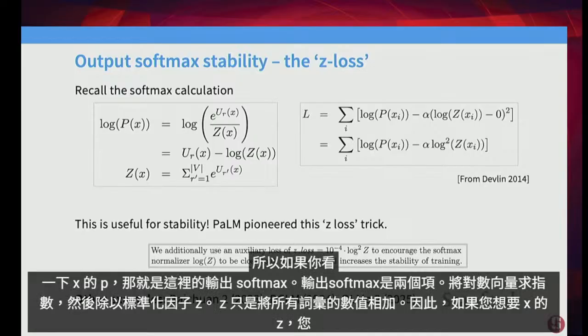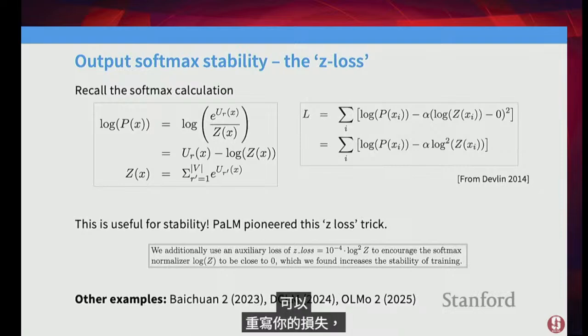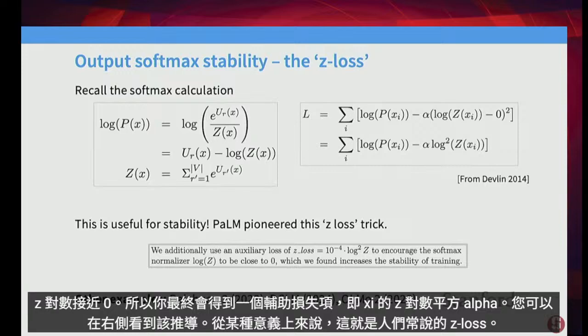And so if you want to train the network to have a Z of x close to 1, then you can rewrite your loss, and you can add a little second term here to try to force log of Z of x_i to be close to 0, right? So you're going to end up with an auxiliary loss term that's alpha log squared Z of x_i. You can see that derivation on the right here. And this is, in some sense, what people often call the Z-loss.